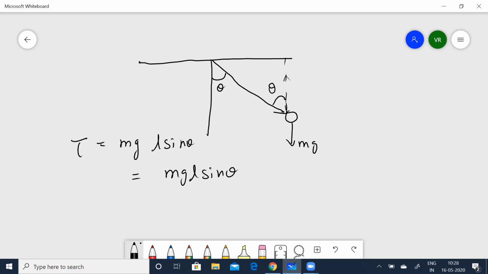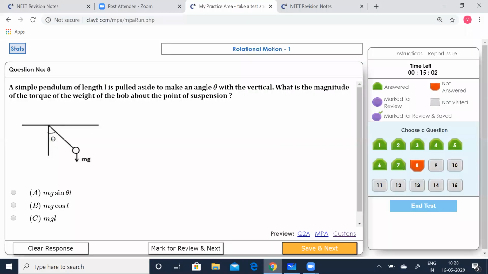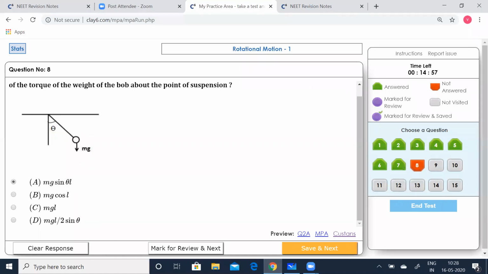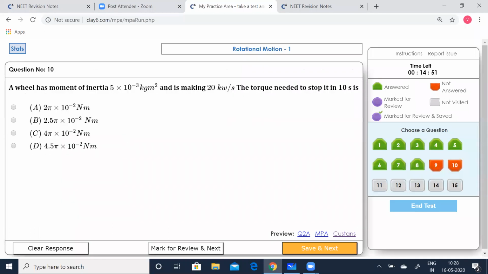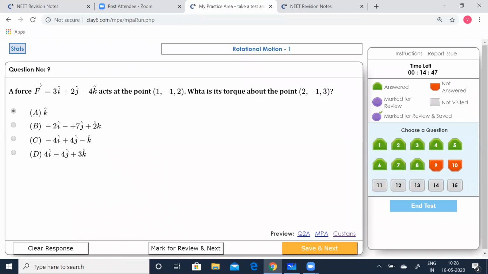Now look into the options. mgL sine theta. Option A is correct. So, yeah, that gives you mgL sine theta. So, option A is correct. Click that, go to the next. I'm sorry, the 9th question.